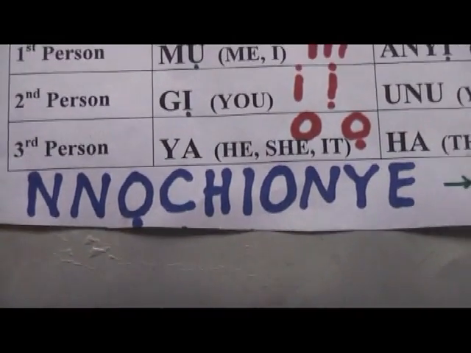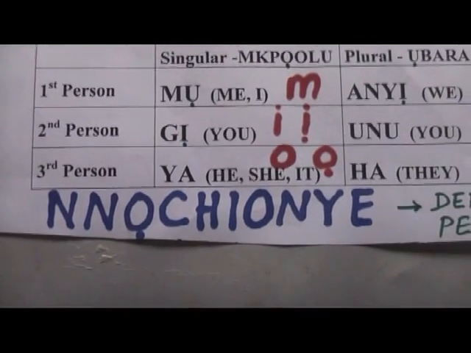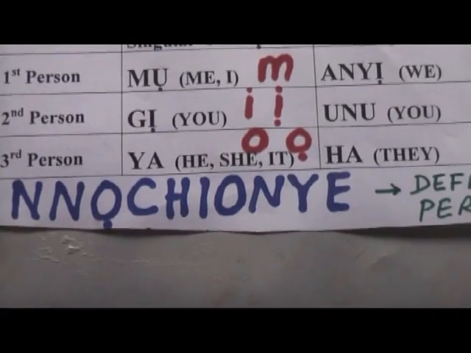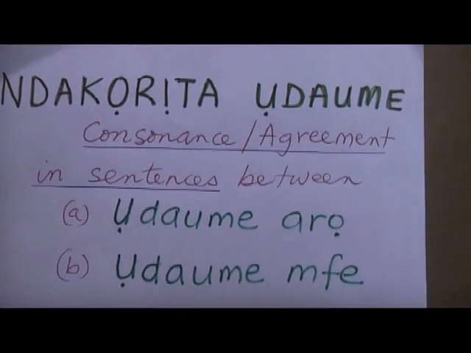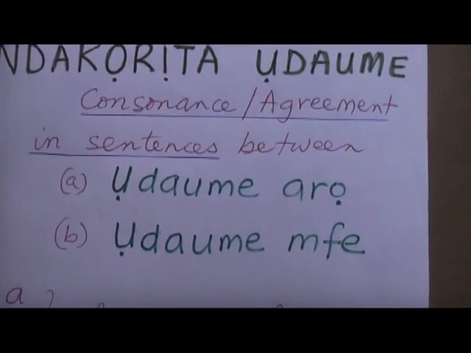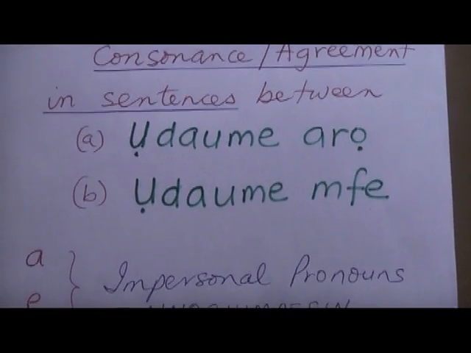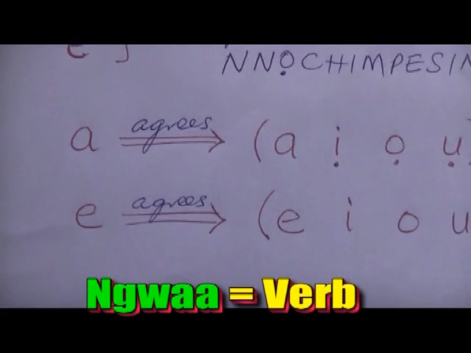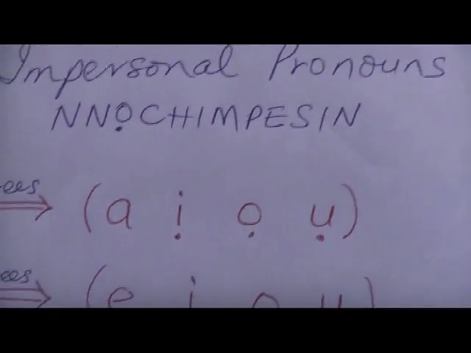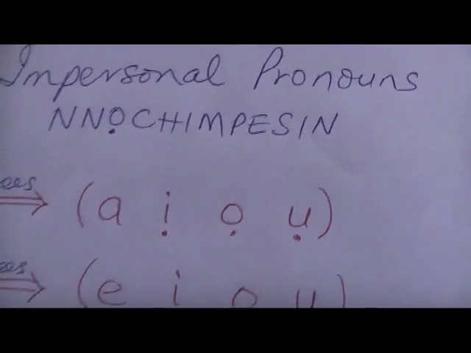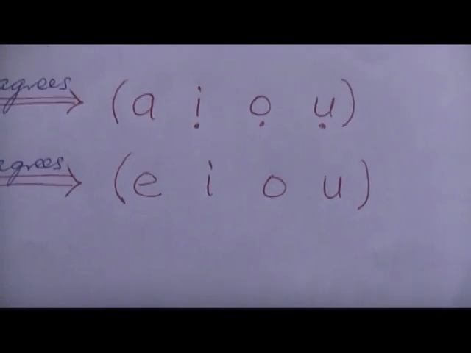Remember, Nnochionye. Don't bother to call them Nnochiaha, especially those who are studying Igbo language for exam purposes. These are called Nnochionye, while the impersonal pronouns are called Nnochiaha. Ndakọrịta ụdaume simply means agreement in sentences when soft vowels and heavy vowels are in the same sentence. For example, we are dealing with Nnochiaha, a and e. When the verb or ngwa agrees with a, it should be from a verb with a, e, o. And when the Nnochiaha is a, it will come from the family of a, e, o, u, as the following sentences show.